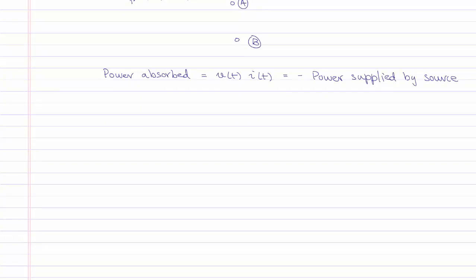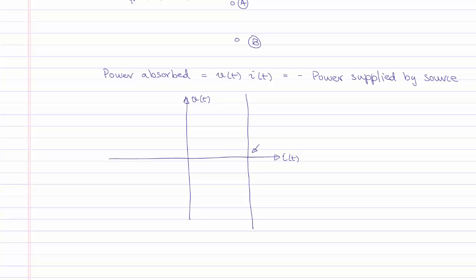The source that we have defined so far is an ideal current source, and its characteristics is a vertical line where we have I of t on the x-axis, voltage on the y-axis. For example, for a constant DC current source, the value may be 5 amperes. This ideal source is absorbing power in the first quadrant and is supplying power in the fourth quadrant.